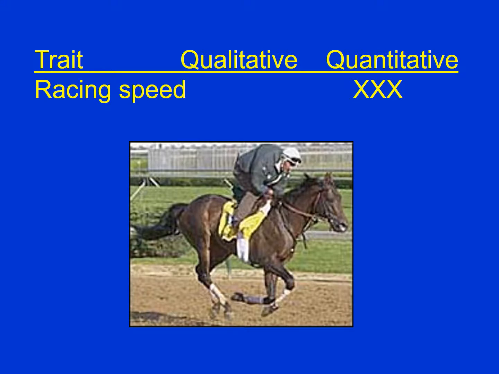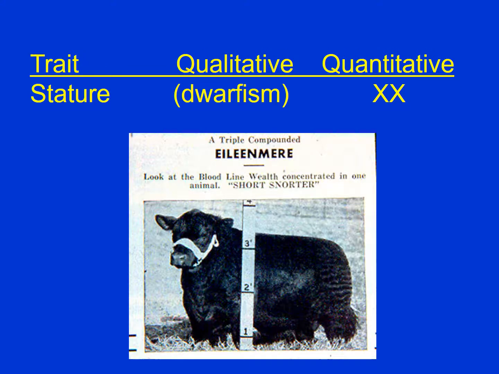And then the environment is also going to have a huge effect. One environmental effect, of course, is the weight and skill of the rider of the horse. Horses are trained over extensive periods so that they race faster. Training is definitely an environmental effect. So we're going to put racing speed totally in the quantitative category. Stature is going to belong in the quantitative category.